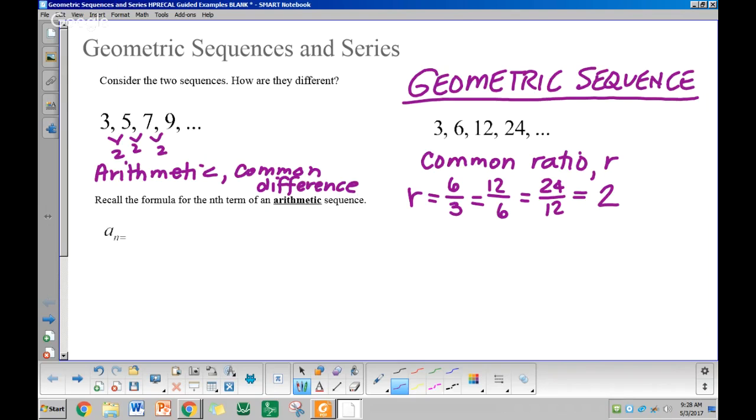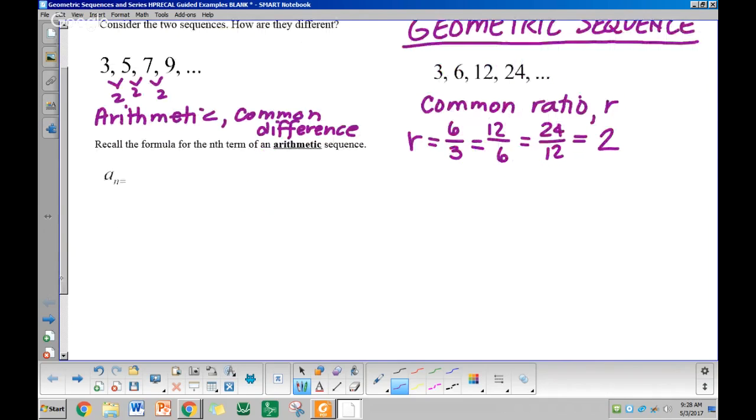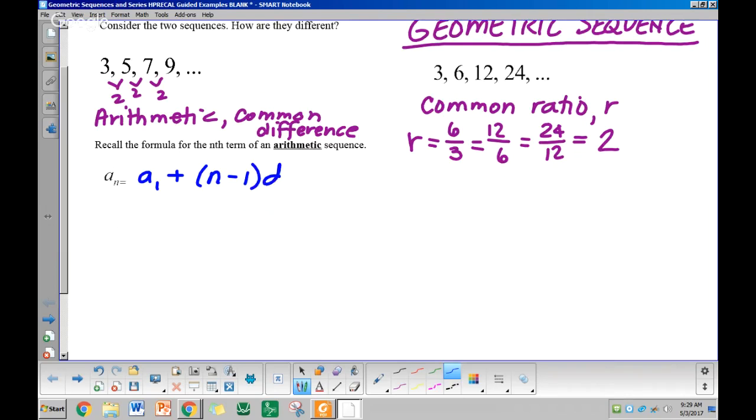All right, so let's recall the formula for the nth term of the arithmetic sequence. Remember how we got it? It is a sub 1 plus n minus 1 times d. Good. What if I wanted to find the general formula for a geometric sequence?